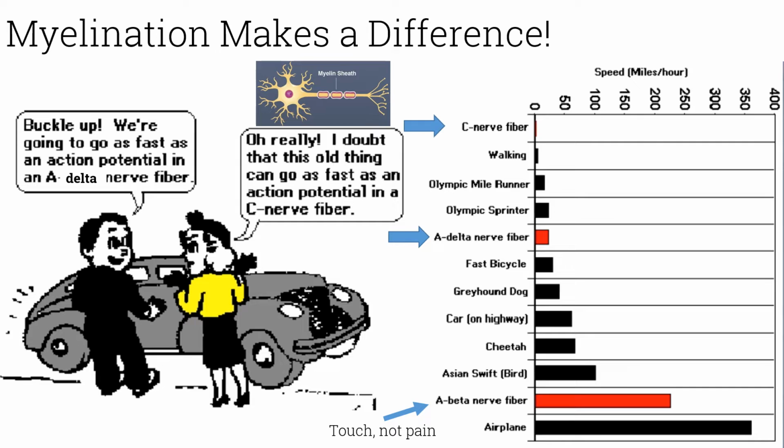So how big of an effect does myelination have on neural transmission speeds? On the diagram on the right-hand side, you can see speed is recorded in miles per hour. We can compare different nerve fibers to things like walking or a bicycle or an airplane, just to get an intuition about how fast these neurons can transmit information.